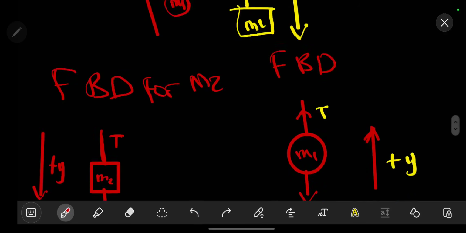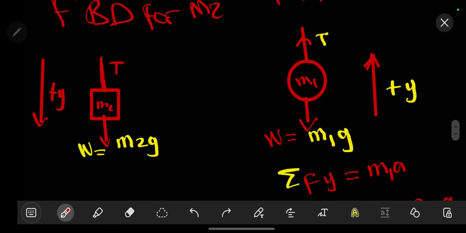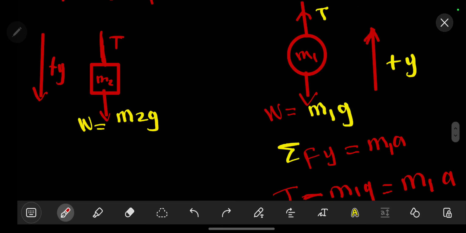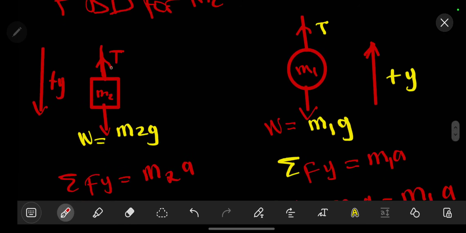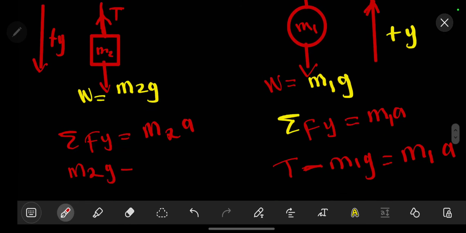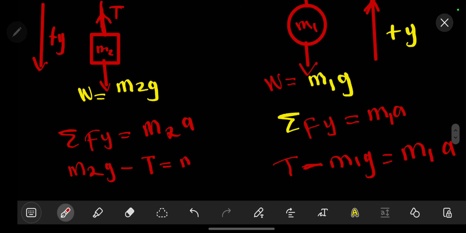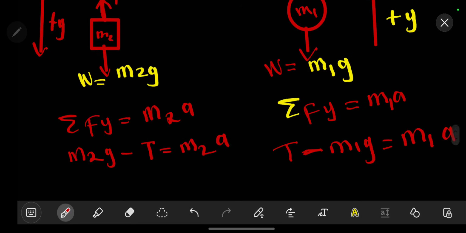So now we are going to be looking at this one, considering downwards to be positive. So using Newton's second law, we are going to say the summation of forces in the y for this one shall be equal to M2A. Beginning with the positive one, which is our M2G, we are going to say M2G minus our other force, which is in the other direction, our tension, should be equal to our M2A.